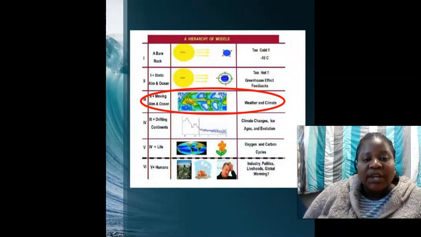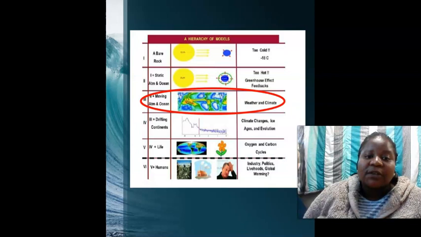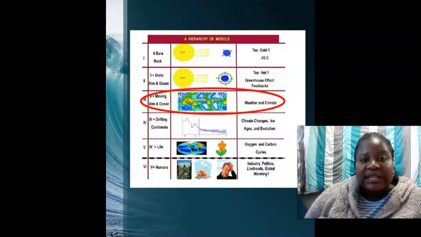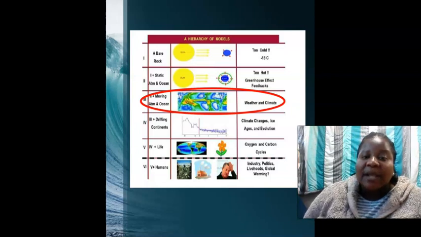So this talk, in a hierarchy of models, still falls under moving atmosphere and ocean. We are still looking into how these bodies actually help redistribute heat across our planet and making it habitable.